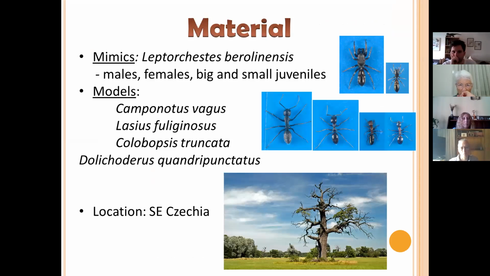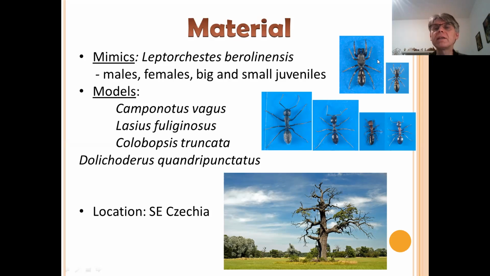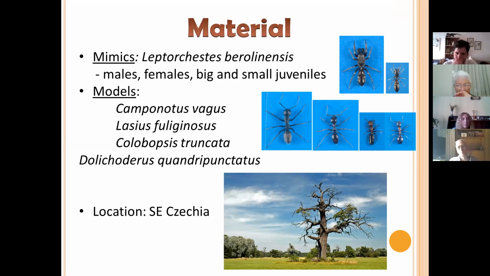To do this, we selected one single species, Leptorchestes berolinensis, which is one of the very few ant-mimicking spiders occurring in Central Europe. In this species the mimicry is quite accurate. This is the adult male, and this is the juvenile. We measured the mimicry in both sexes, that means adult males, adult females, and then small and big juveniles. The small juveniles include approximately the first 3 instars, while the big juveniles include the next 3 instars. These spiders occur on the bark of old dead oak trees, which are common in a certain area in the southeastern Czech Republic.